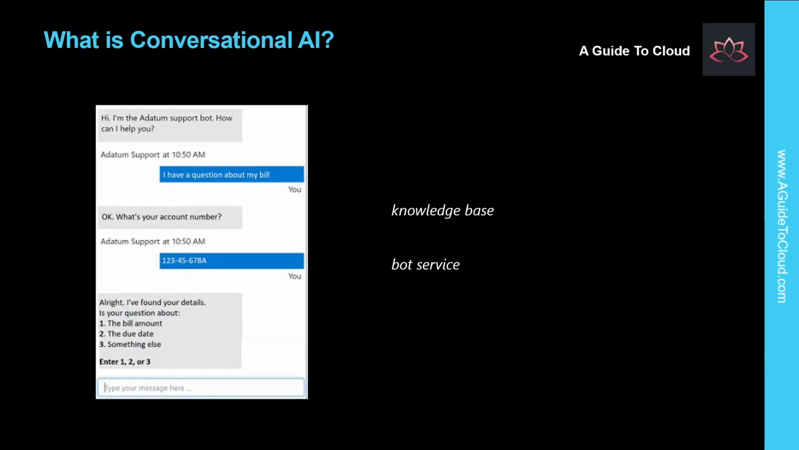To implement this kind of solution, you need a knowledge base and a bot service. So, what is a knowledge base? It is a knowledge base of question and answer pairs, usually with some built-in natural language processing model to enable questions that can be phrased in multiple ways to be understood with the same semantic meaning, and a bot service that provides an interface to the knowledge base through one or more channels.